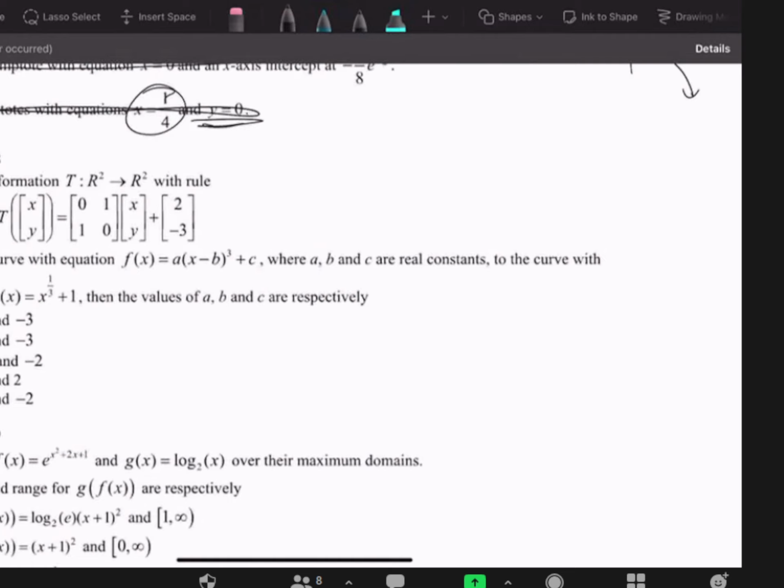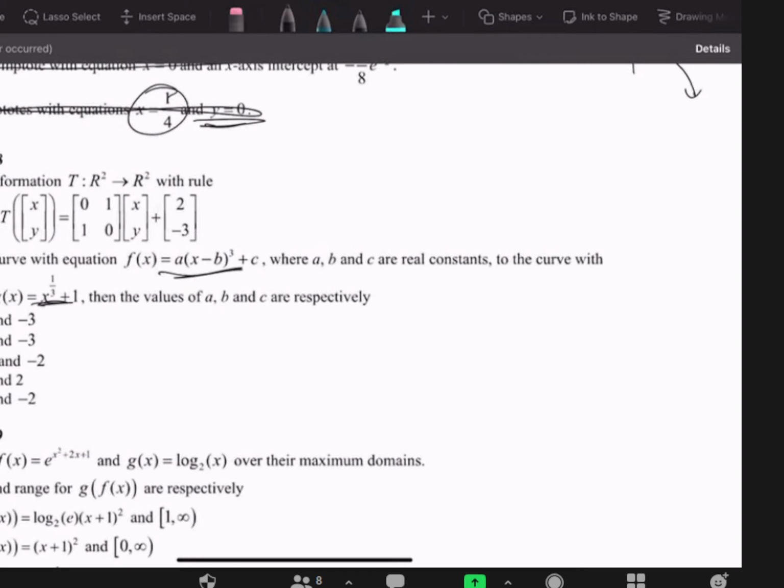So next question, use as a transformation question. We have a curve with the equation this, and another curve with the equation this, and this is the end curve. So this is the start curve. So I started with the transformation matrix.